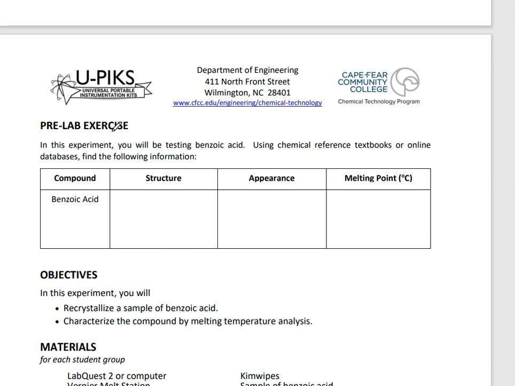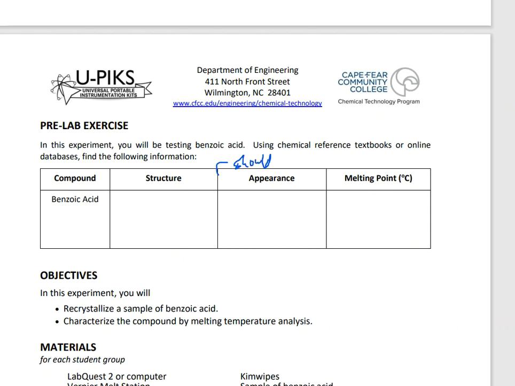All right, so on this very first page, it's going to ask you a little bit about benzoic acid. Draw the structure on your sheet. What are the observations that you see with benzoic acid in the laboratory? And melting point temperature. What's the melting point as far as benzoic acid goes? All right, so there's benzoic acid. And this appearance, let me just make it clear, this appearance is what it should look like.